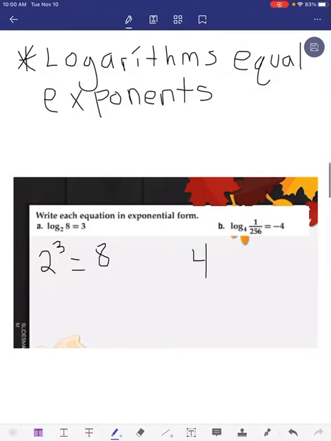Okay, so again, on part B, my base stays the same. And again, we know that logarithms equal exponents. So since my logarithm equals -4, I know that -4 becomes my exponent. And then that's going to equal whatever's on the inside of my logarithm, which is 1 over 256. Which makes sense because remember that whenever we have a negative exponent, it's going to turn it into a fraction.